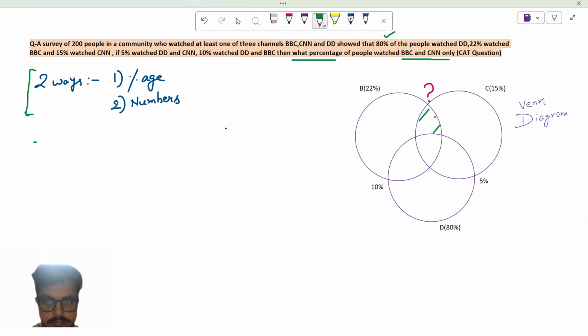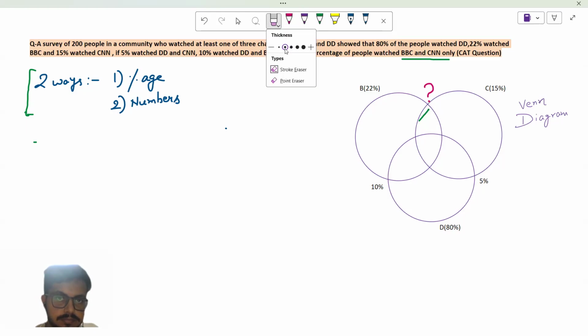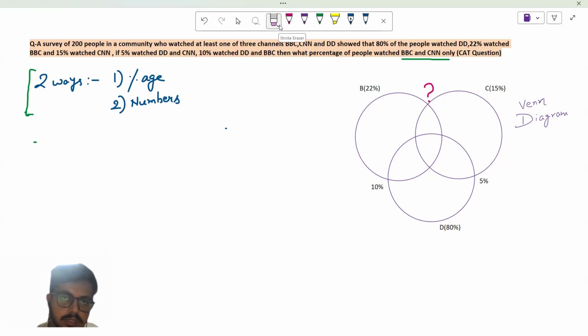Great. Now that is it. So let us name this area A, since we know that we won't be able to do this question without it, right? So we would do this question by writing equations, right? There is no other way of doing this, right?